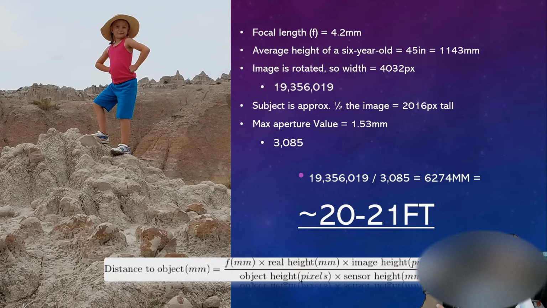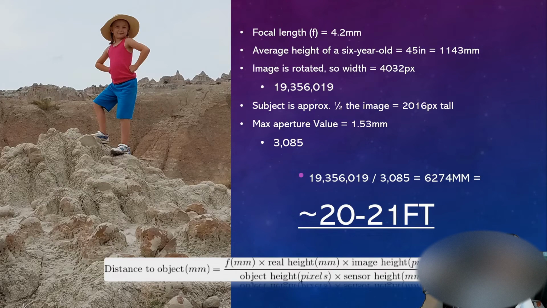The image happened to be rotated on its side, so if we take the image height, in this case the image width, 4,032 pixels. We do the math on that one and we arrive at 19 million and change. For the second part of the formula, the subject is approximately half of the image, so half of 4,032 is 2,016 pixels. We take our sensor height, so in this case we look in the EXIF data and we find maximum aperture value is 1.35 millimeters. We do the math on that and we come up with 3,085.